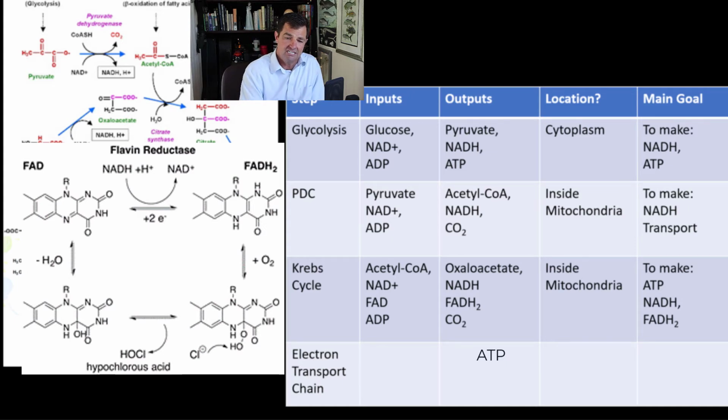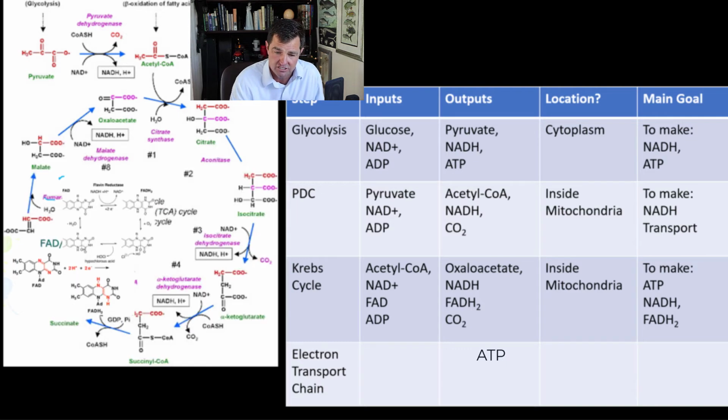And in the Krebs cycle, we're going to make 2 ATP. We're going to give off some carbon dioxide right there. And our main goal in the Krebs cycle is to make ATP, to make NADH, and also I might throw in this FADH2. And this is going to occur, once again, inside the mitochondria like the PDC did.